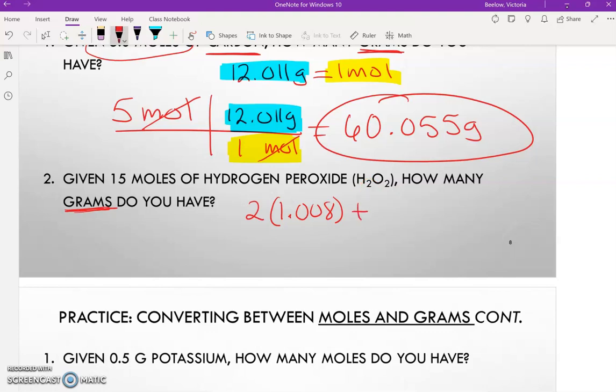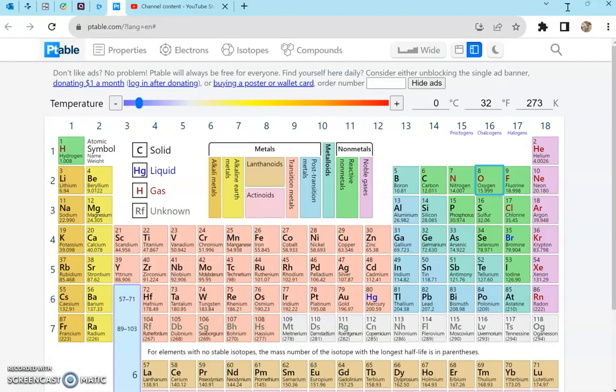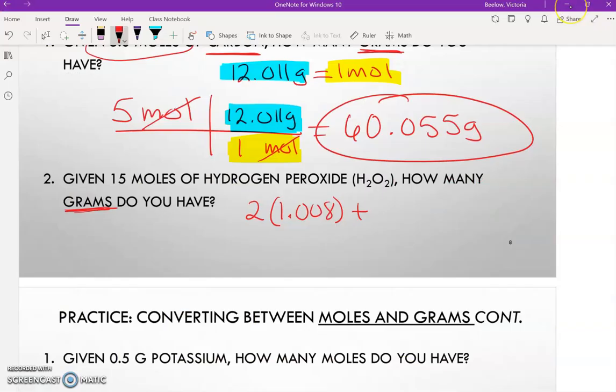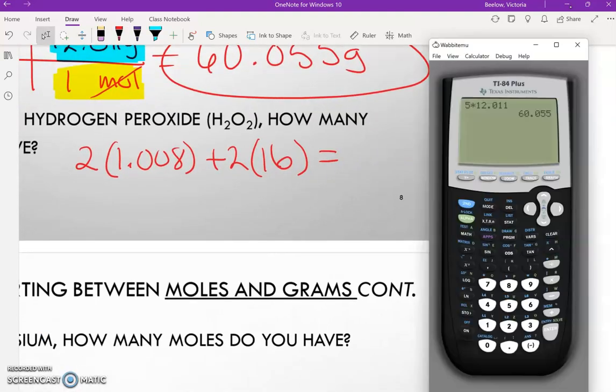And then I'm going to add the molar mass of the oxygen. Oxygen is 15.9999. You can just round that to 16. And this also has a 2 here, so we will have to multiply this number by 2. Again, this is just to find the molar mass. So 1.008 times 2 plus 2 times 16 is 34.016.